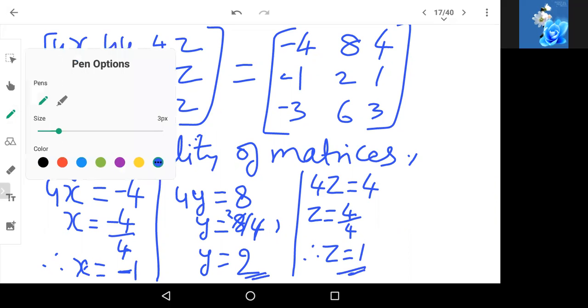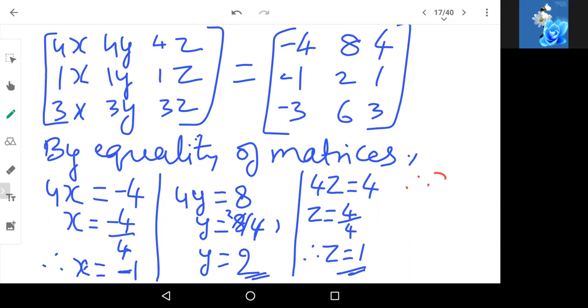So finally, x is equal to -1, y is equal to 2, and z is equal to 1. So this is our required answer. Understood? Any doubts in this problem?